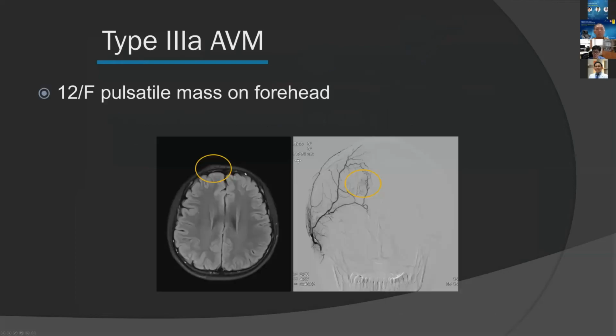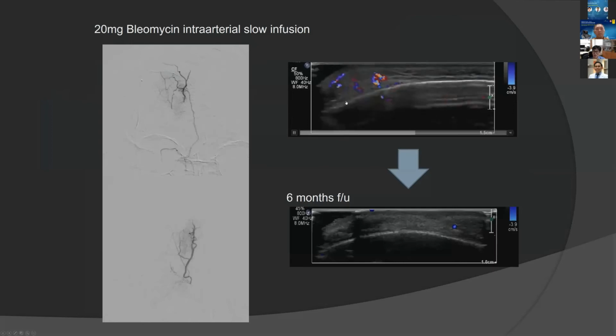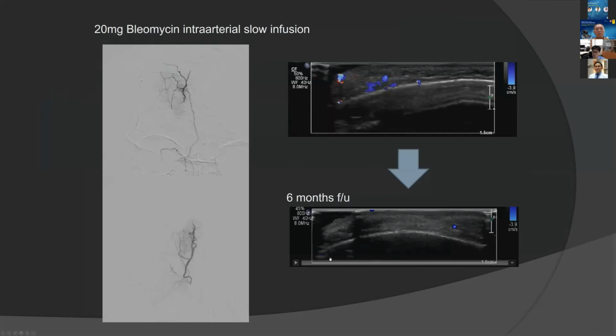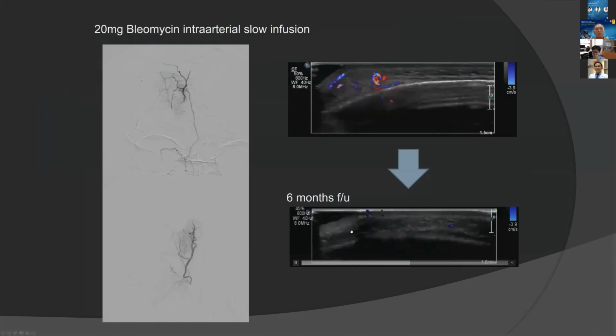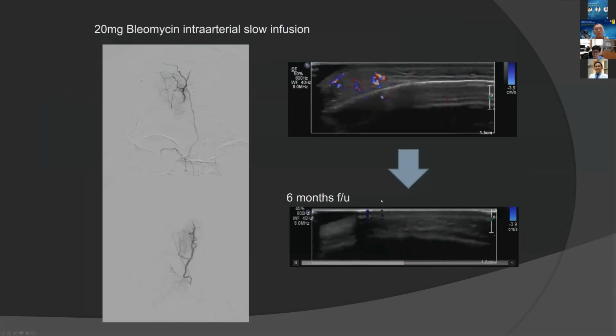This is an example of the bleomycin injection therapy. The patient has a parotid AVM. After selective catheterization with the microcatheter, I infused 20 milligrams of bleomycin. After 6 months, the follow-up color Doppler ultrasound shows there is no residual AVM.